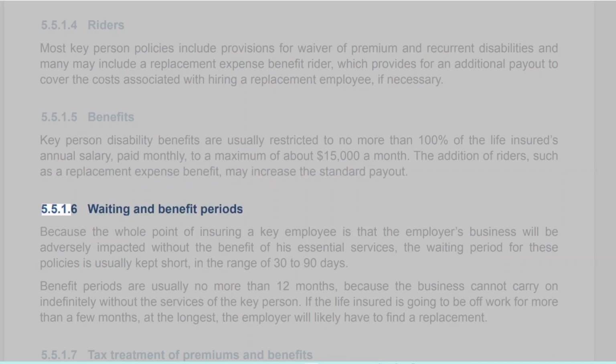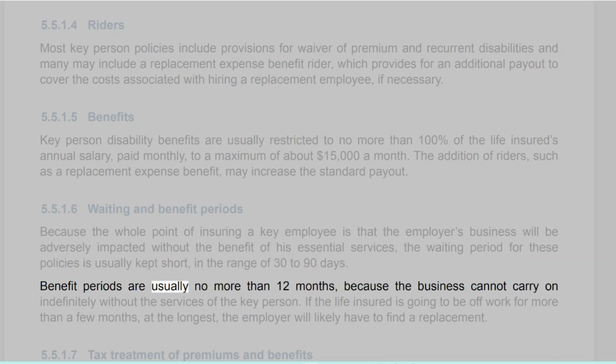5.5.1.6 Waiting and benefit periods. Because the whole point of insuring a key employee is that the employer's business will be adversely impacted without the benefit of his essential services, the waiting period for these policies is usually kept short, in the range of 30 to 90 days.